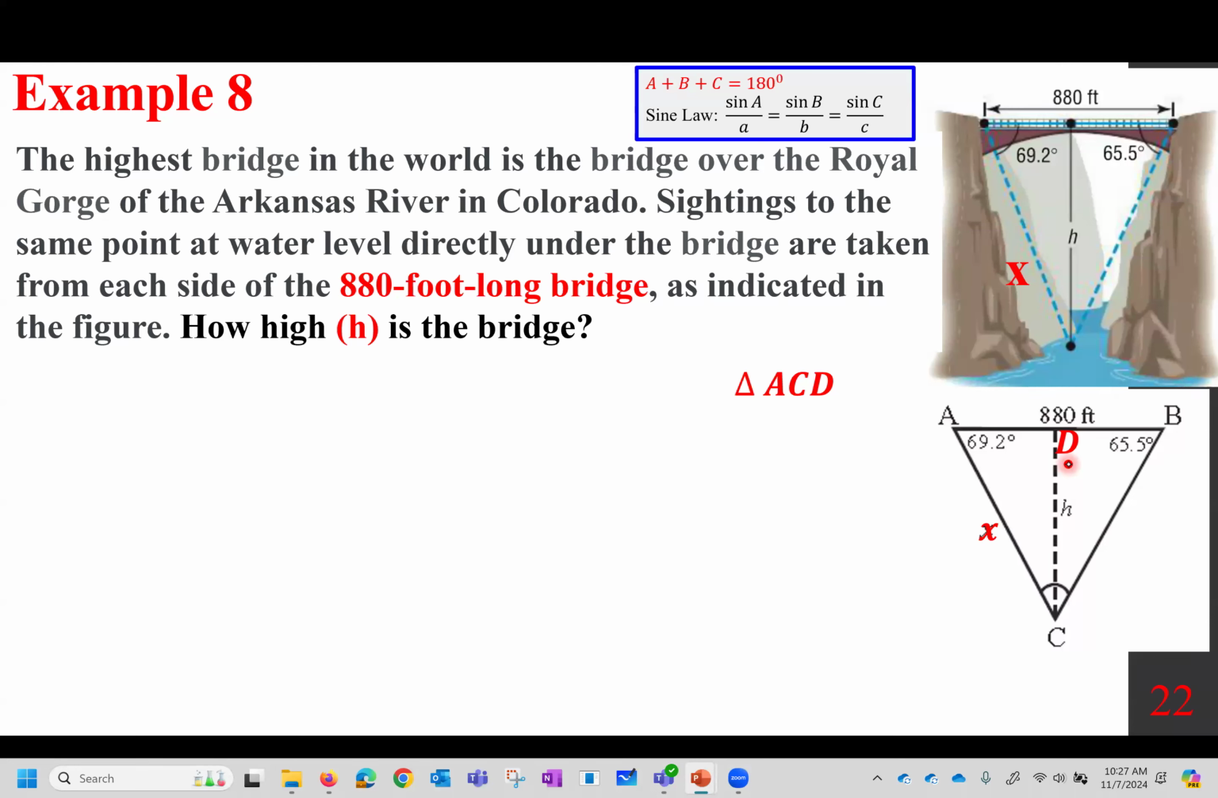So ACD, you're looking at this one, everybody. The sine of 69.2 is H over X. And H is the product of these two. And all we have to do is find X, and we are home free.